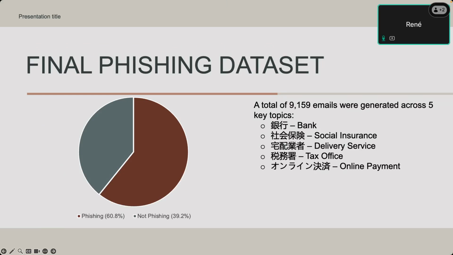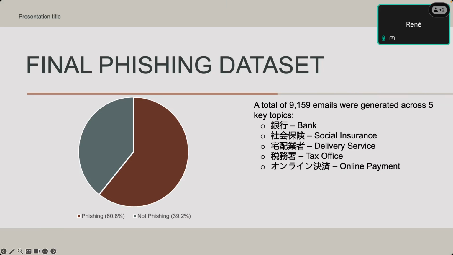What did we get from it? We got a lot of emails that sum to the amount of 9,159 emails, which were divided into 5 topics. These topics were bank, social insurance, delivery service, tax office, and online payment. As you can see, here is the ratio. This generated phishing dataset in Japanese has 60.8% phishing emails and 39.2% legitimate emails.